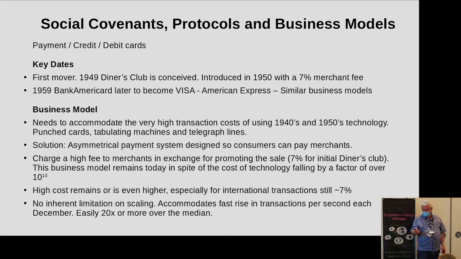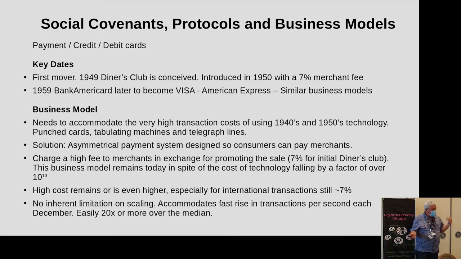So what are some key needs? In the first area, we're looking at credit. The credit card was conceived in 1949 and introduced in 1950. They were back in the warehouse with lunch runs, debit machines, telegraph lines. And they needed a 7% merchant fee just to pay for handling the transactions. So you had to find somebody to pay the cost of processing this data.